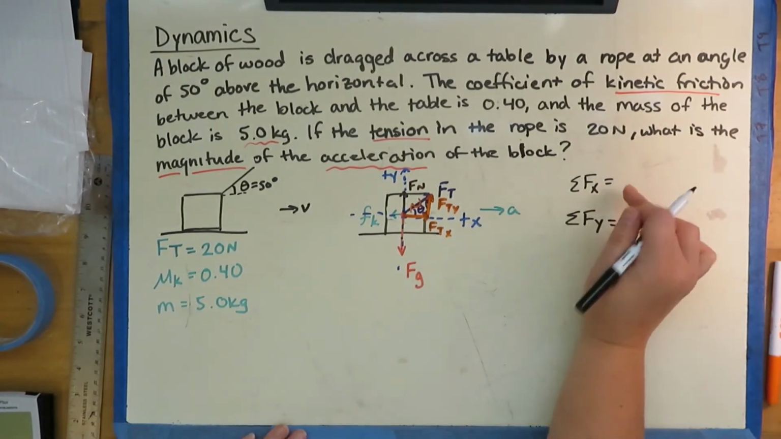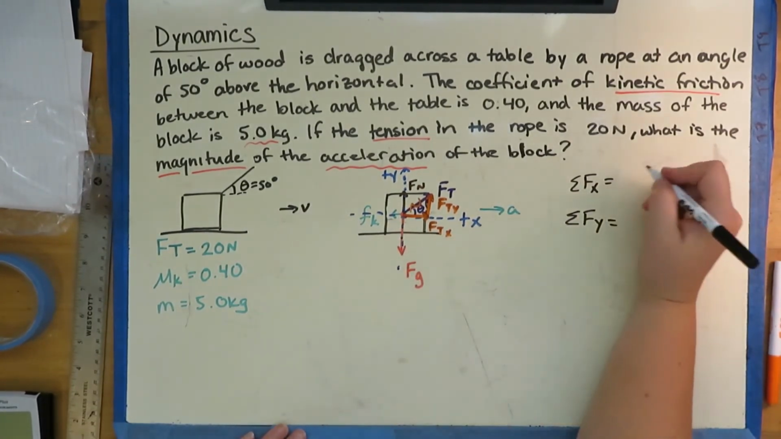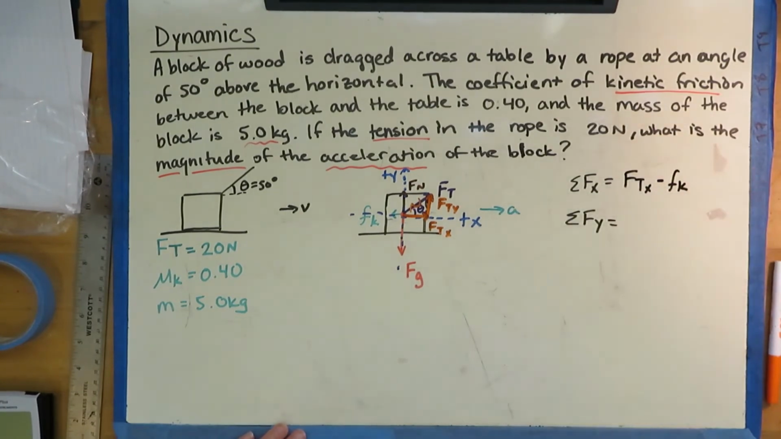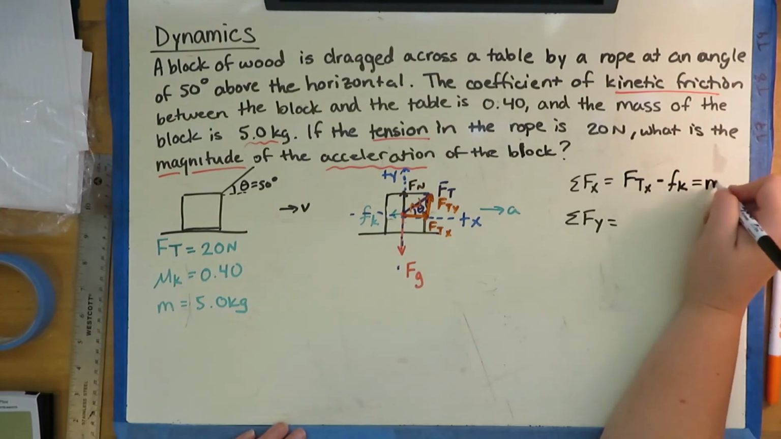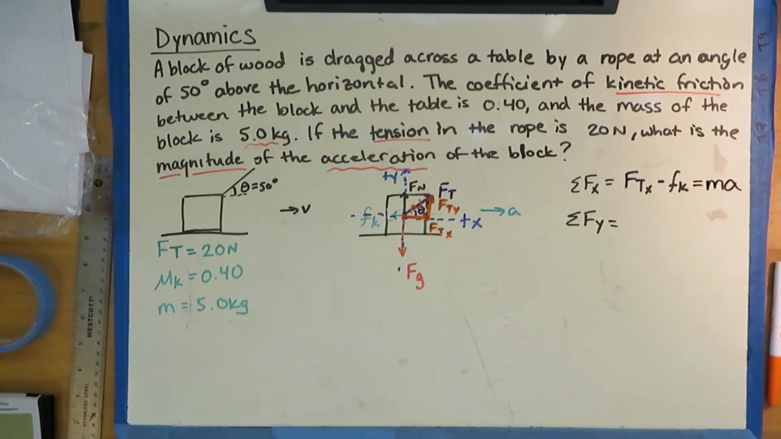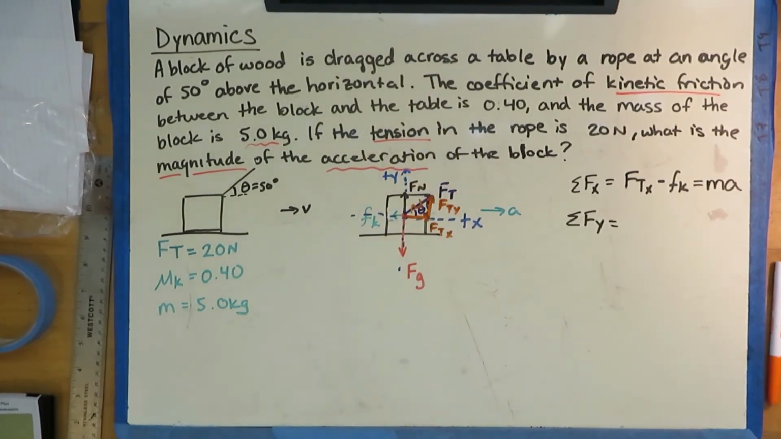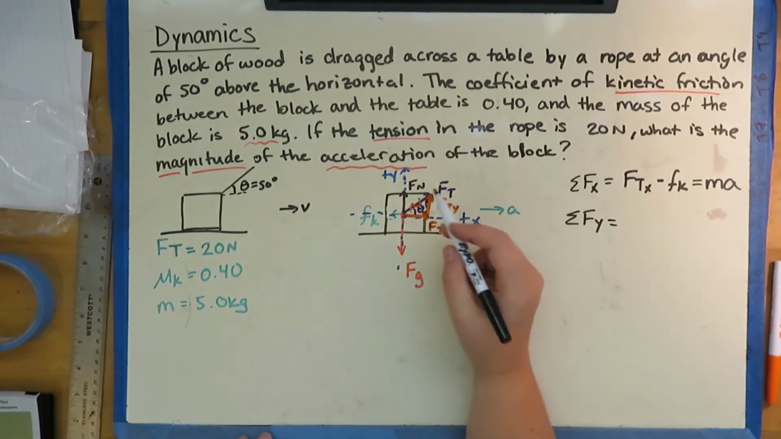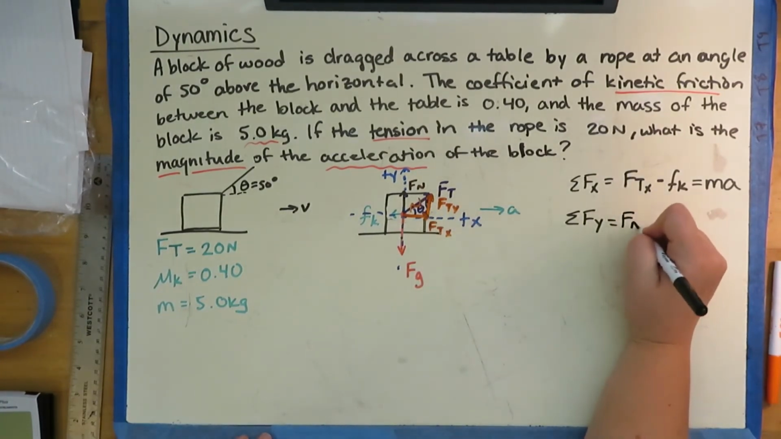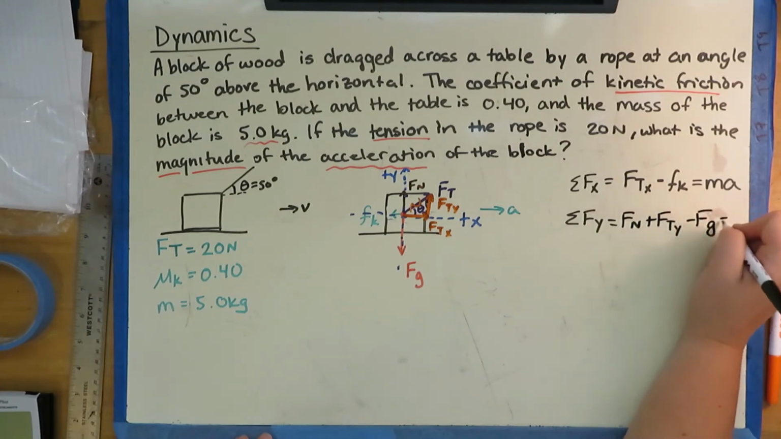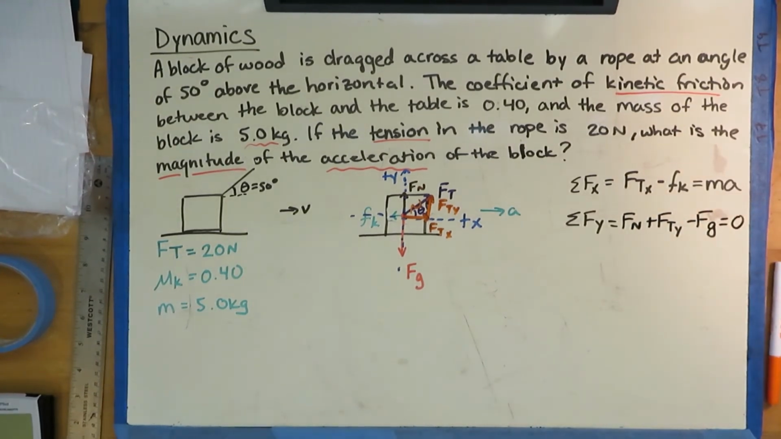So my net force in the x direction is going to be my Ftx minus my friction force, and that's going to equal m times a, because that is the direction where my acceleration is. There is no acceleration in the y direction because this box is only moving horizontally. Now in the y direction, I'm going to have my Fn plus my Fty minus Fg, and that is equal to 0. So I've now set up a conceptual understanding for what I'm looking for.